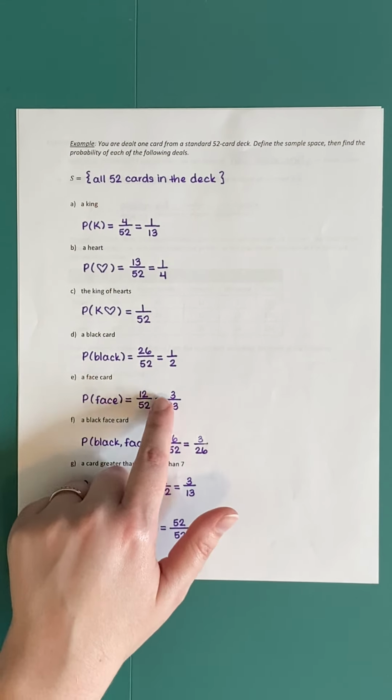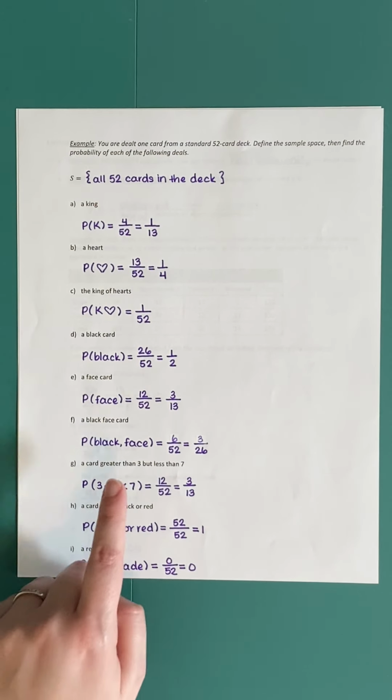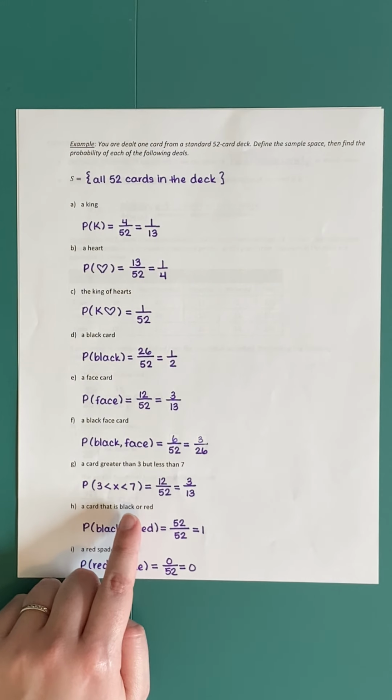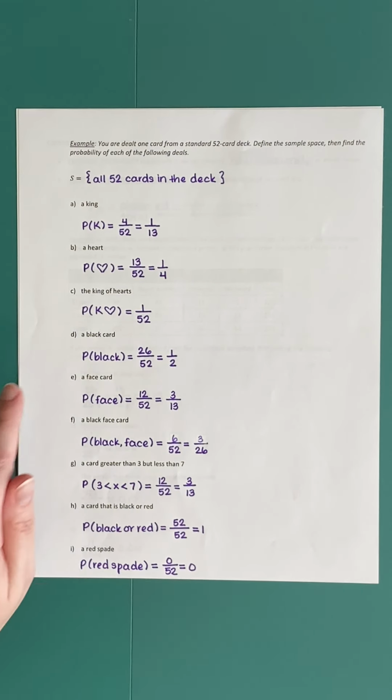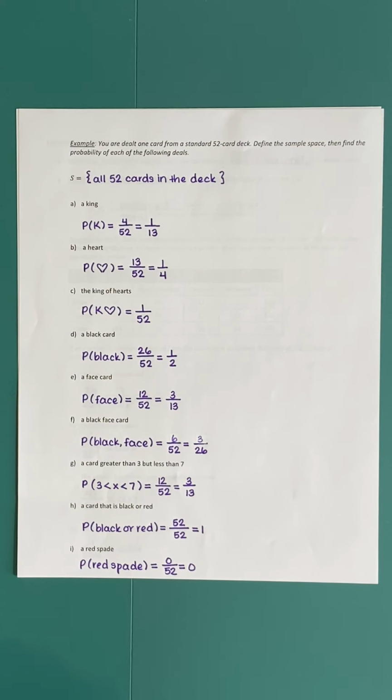Notice we have 2 matching probabilities. So the probability of dealing a face card is the same as the probability of dealing a card that's greater than 3 but less than 7. In other words, each of these 2 events is equally likely. There's the same number of ways to get each of those particular events, to get those individual outcomes, so the probabilities are going to be the same.